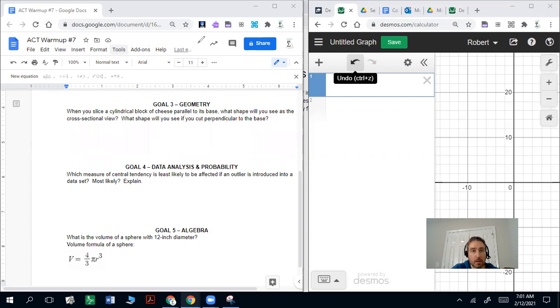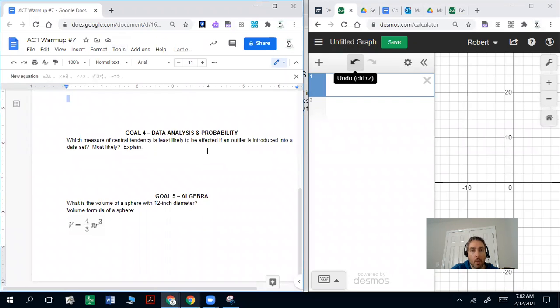All right, goal 4. What measure of central tendency is least likely to be affected by an outlier if an outlier is introduced into a data set? And which one is most likely? Measures of central tendency would be like mean, median, those types of things, mode. We're going to focus on these two.